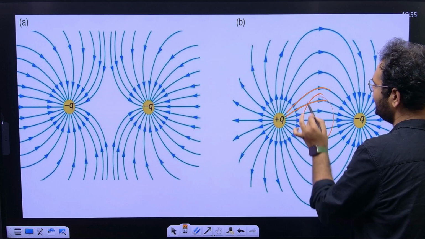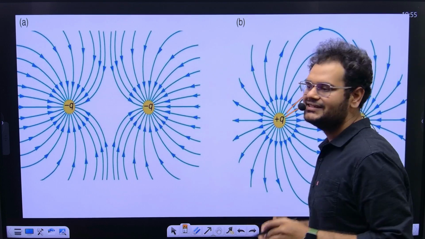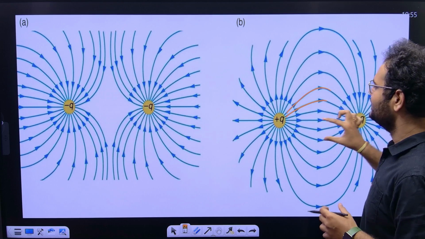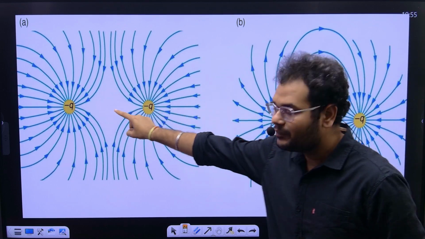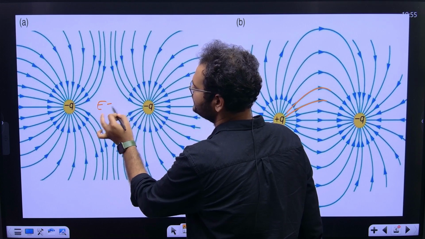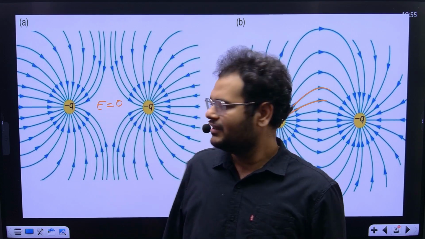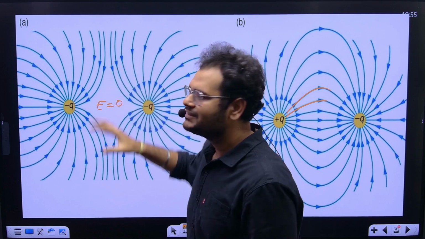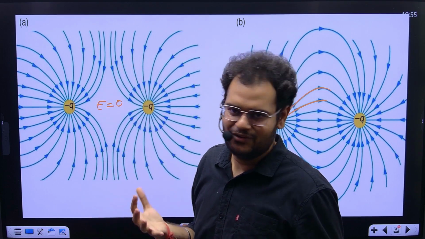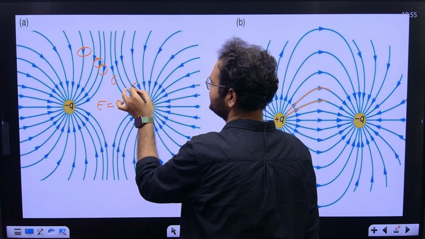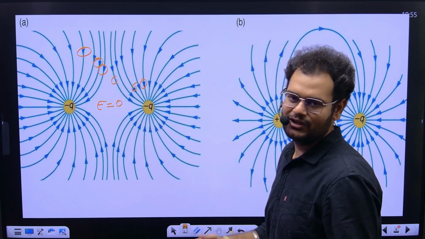Here field lines are attracted towards each other. That's why you can find more density of electric field lines over here. By the way, here there are no field lines. Here the electric field is 0. Why, sir? In between, at some point the electric field is 0. Why? Because of the repulsive nature. Are you getting it? And here you can see that the electric field is inward, because it is negatively charged.